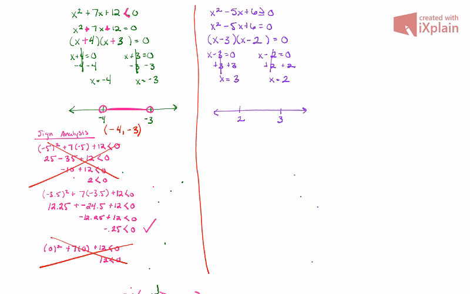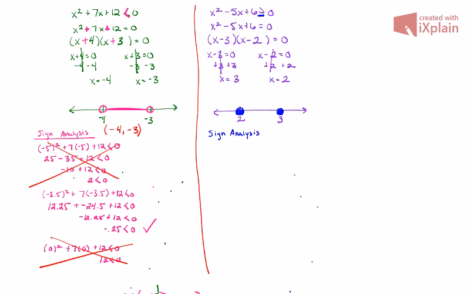And this time, when I put circles on these, I'm going to close them because I have a greater than or equal to. The equal part of that inequality allows me to close those circles. So now I move into sign analysis.